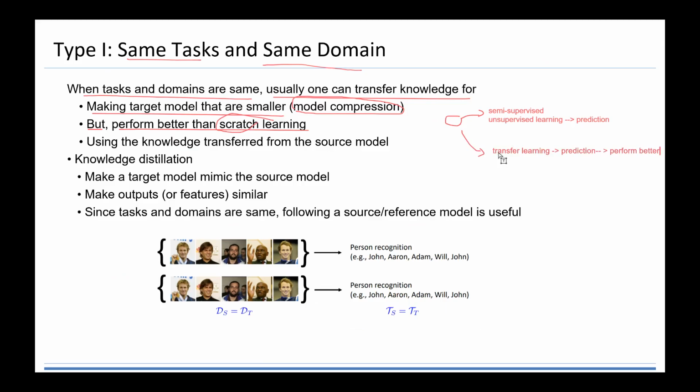So this is the way to use the knowledge transferred from the source model. One of the ideas is knowledge distillation, which we will learn about. We make a target model mimic the source model and make the output or features similar, and the syntax and domains are the same. Following the source or reference model is useful.